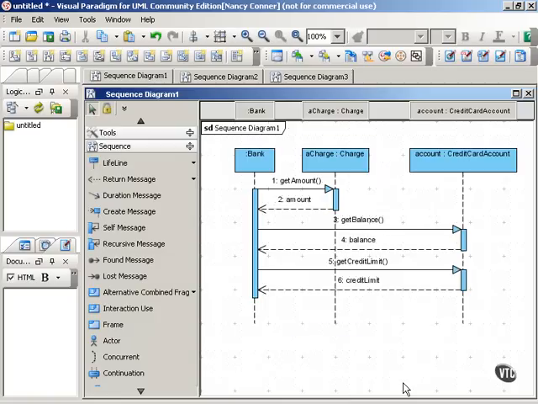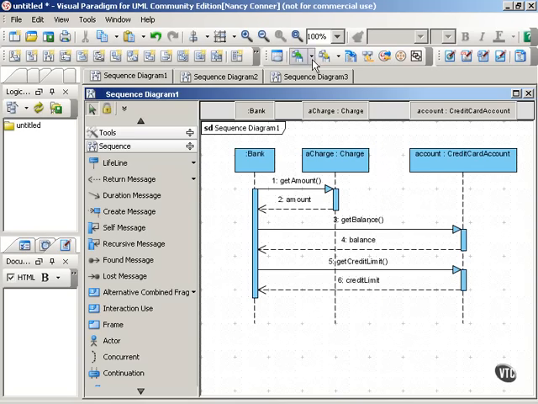So let's look at an example with an actual diagram. You want to use alternatives when conditions can dictate more than one mutually exclusive path for the interactions to take. Here in this diagram we have three participants, a bank, a charge, and a credit card account. The bank gets the amount of the charge, and then from the account the bank gets the account balance and gets the credit limit. And what happens next is going to depend on the relation between the amount of the charge and the amount of available credit in the account.